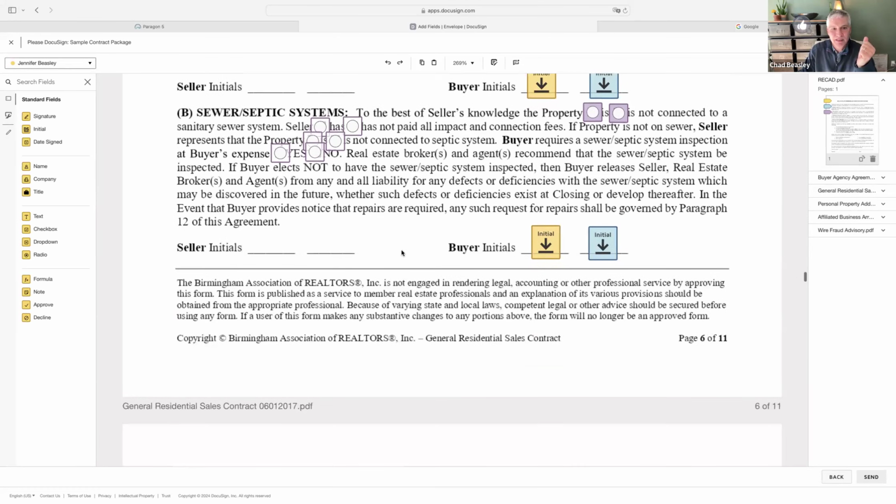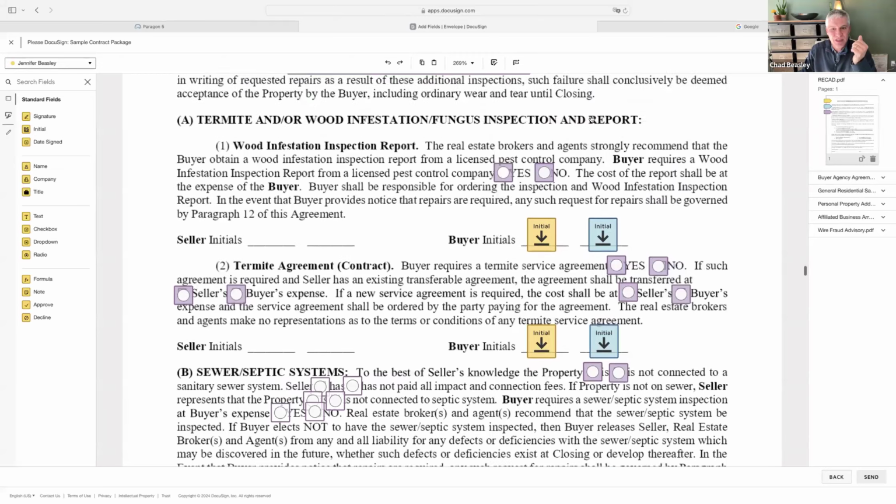Second item B here is the sewer and septic inspections. You're going to mark whether it is connected to sewer or not. Let's say that this one, I should have been checking all this stuff going through.